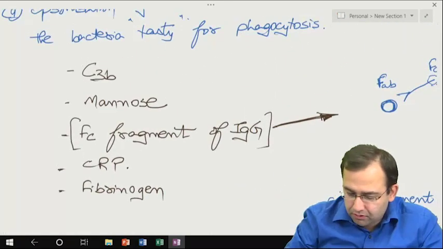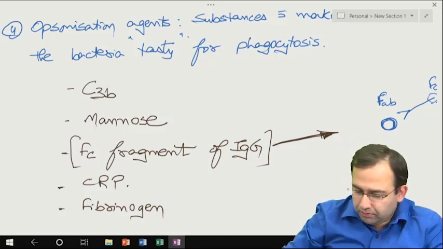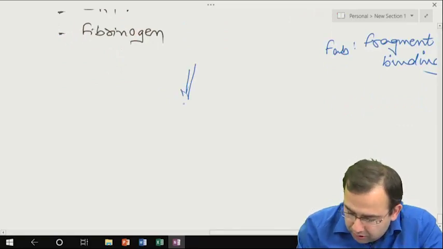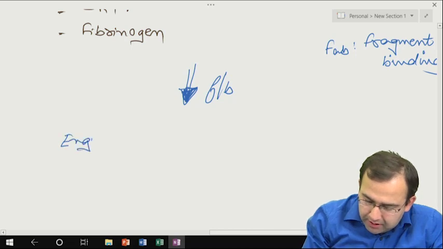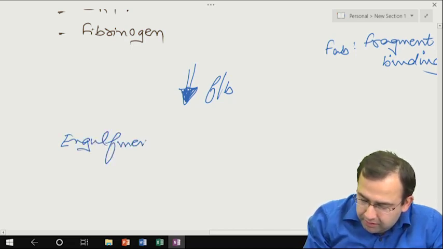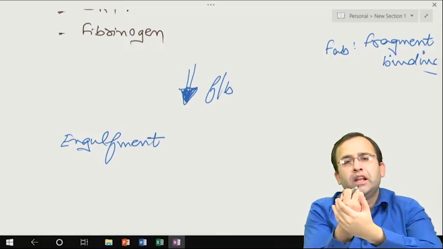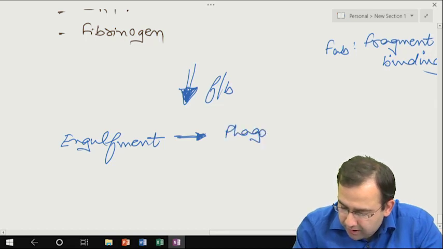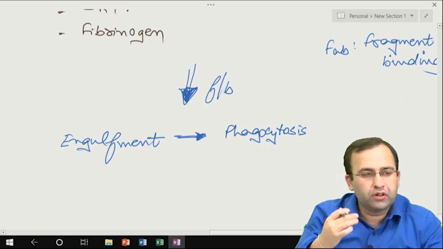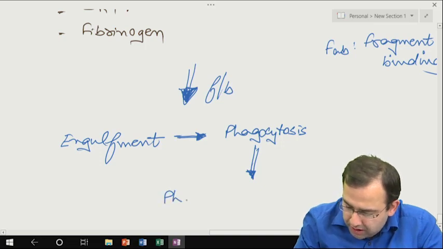Next point. So these were the opsonization agents. After recognition of the microbe, it is followed by engulfment. Engulfment is that the cytoplasm of the leukocyte goes forward and engulfs the microbe, in turn leading to phagocytosis. It has engulfed the microbe, phagocytosis, leading to phagolysosome formation.